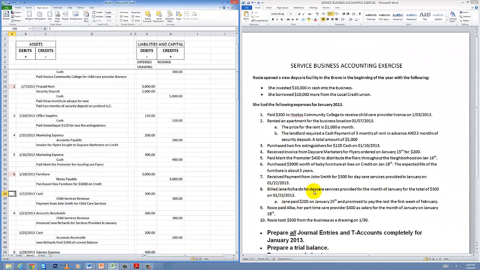Number 8, bill Jane Research for daycare services provided in the month of January for the total of $300 on January 23rd, 2013.